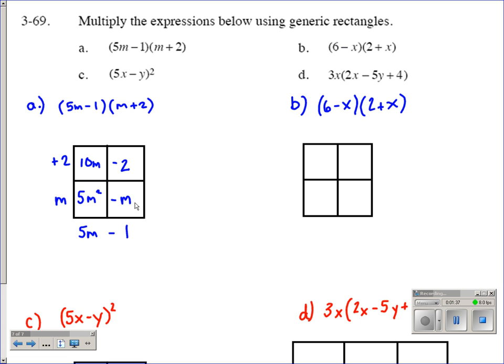Nice thing about the generic rectangles is a lot of times they leave us with like terms that we can easily see. In this case, it's this diagonal, 10m and negative m. So when we take this and we write it out here, to get our answer, we have 5m squared. 10m plus a negative m will give us positive 9m, so plus 9m minus 2. This is the area of our generic rectangle written as a sum.